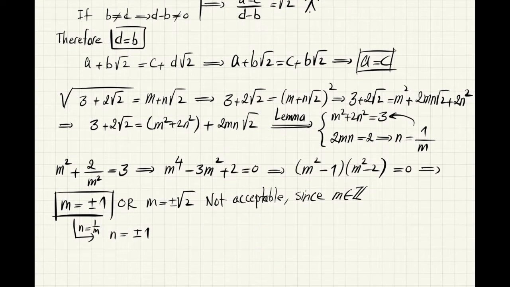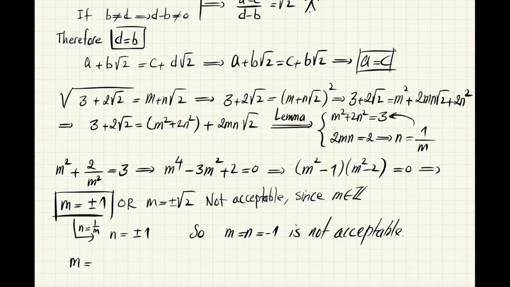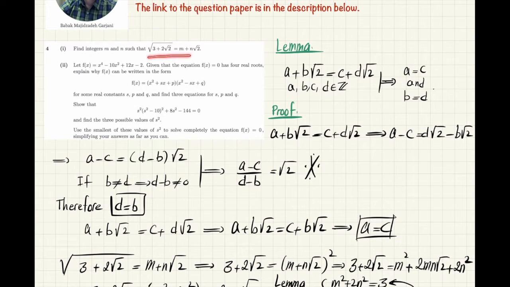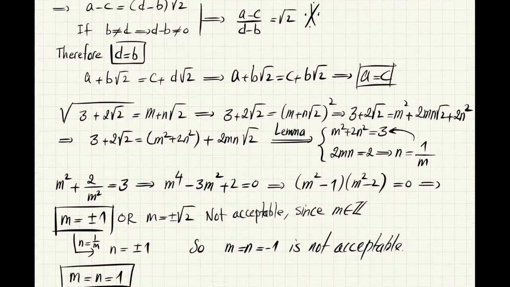So m equals n equals minus 1 is not acceptable. So then the only number that we have is m equal to n equal to 1, which is the only acceptable solution. So the only integers m and n such that this relation is satisfied is only m equals n equals 1. Okay?